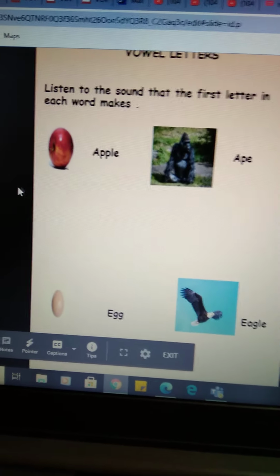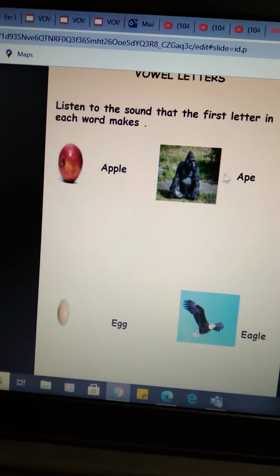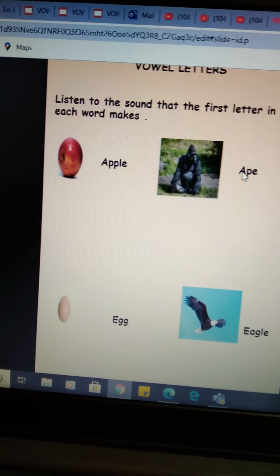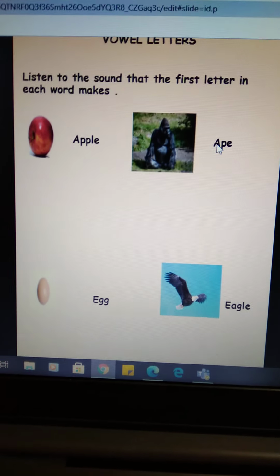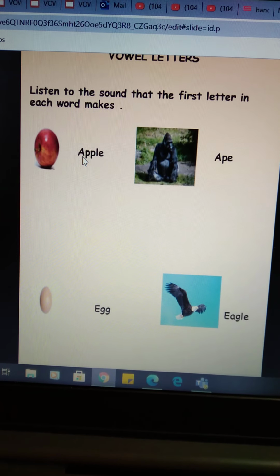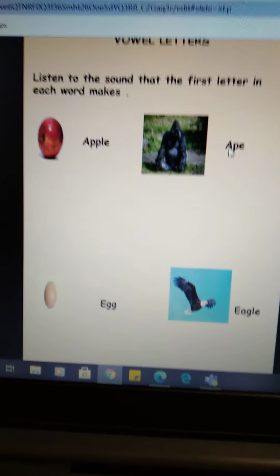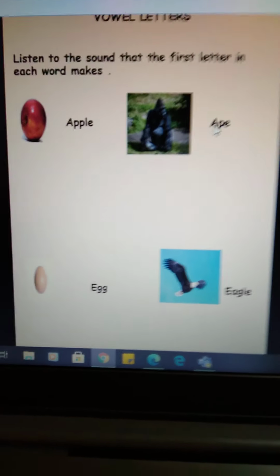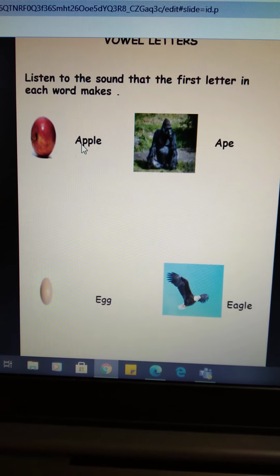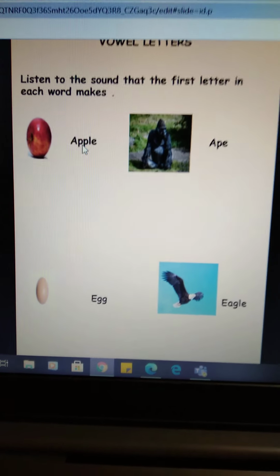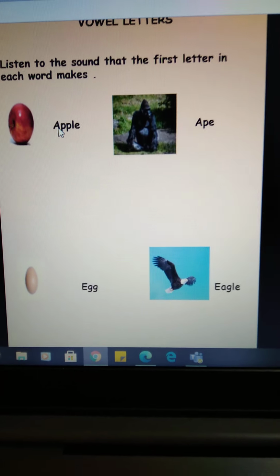Now, if you notice, this is one of the vowel letters, A, and this is also a vowel letter. I want you to listen and tell me what you hear when I say each word. What sound is this A making and what sound is this A making? Both words start with A. So A is the first sound that will fall out of my mouth when I say the word.